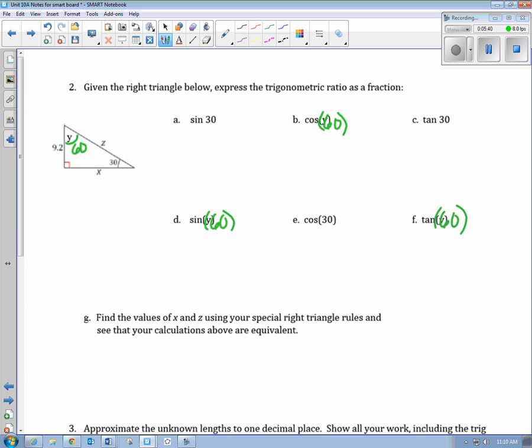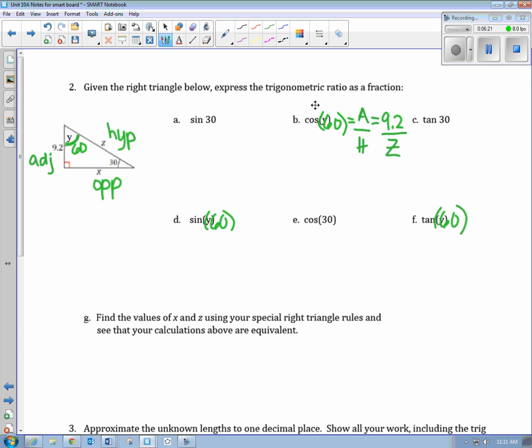So while we're here and we're talking about that 60-degree angle, the directions tell us that we are supposed to express the trig ratio as a fraction. With respect to the green angle of 60 degrees, x is the side opposite, 9.2 is the side that's adjacent, and z is the hypotenuse. So if I look at part B, cosine of 60, I know that cosine is adjacent over hypotenuse, which is going to be 9.2 over z.